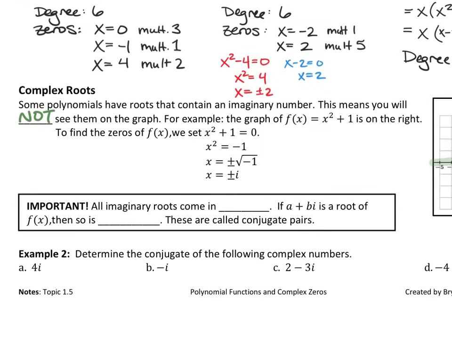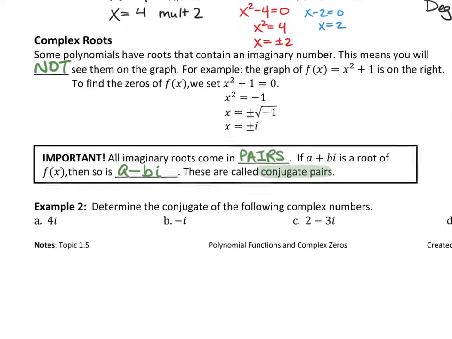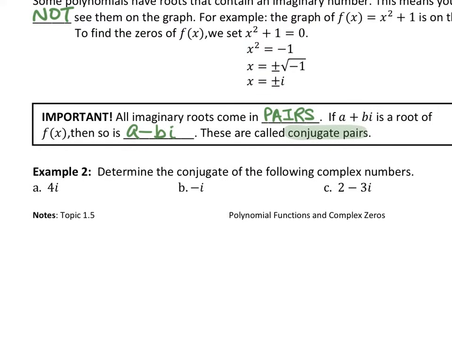Here's something that's super important. All imaginary roots, like the one we just saw, come in pairs. If a plus bi is a root of f of x, then so is a minus bi. They're called conjugate pairs or complex conjugates. You'll see that word too. So this is not going to trip us up either. If you see that there is an imaginary or complex number that is a root or a zero of your function, you automatically know that there is another one. So for example, if I give you the piece of information that 4i is a zero of your polynomial, you automatically know what other imaginary number is also a zero.